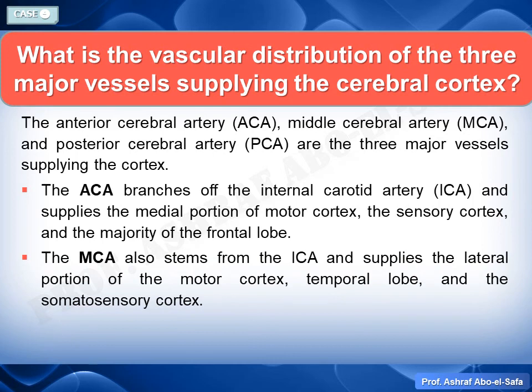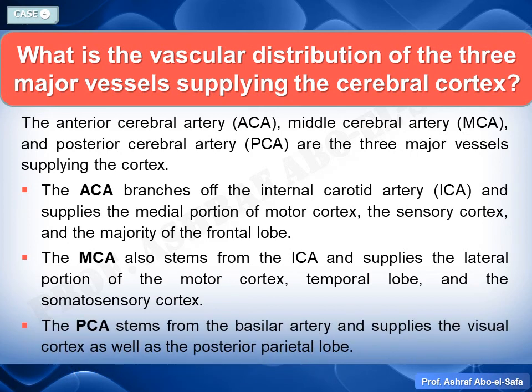The MCA, middle cerebral artery, also stems from the internal carotid artery and supplies the lateral portion of the motor cortex, temporal lobe, and the somatosensory cortex. The PCA, or posterior cerebral artery, stems from the basilar artery and supplies the visual cortex as well as the posterior parietal lobe.